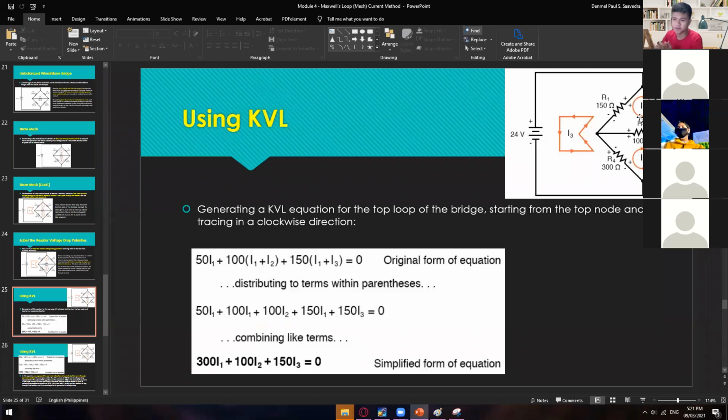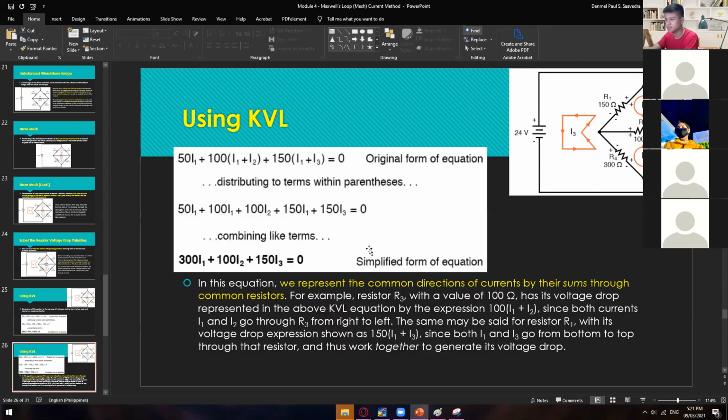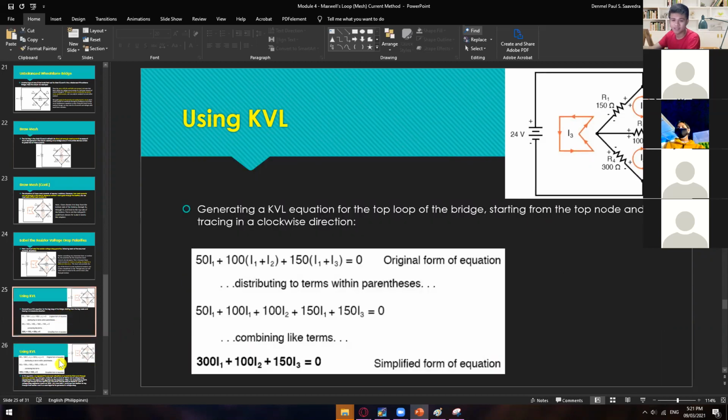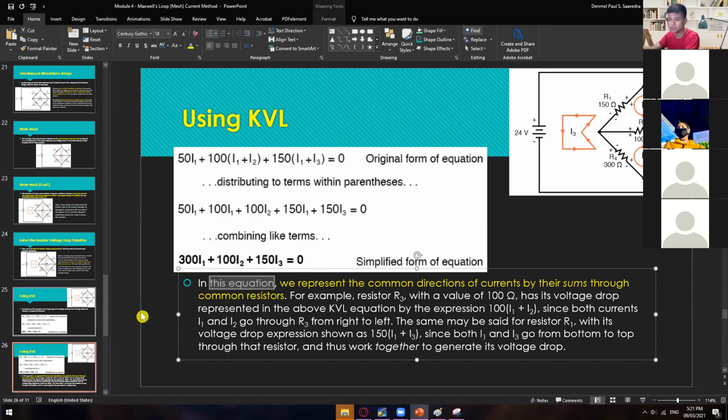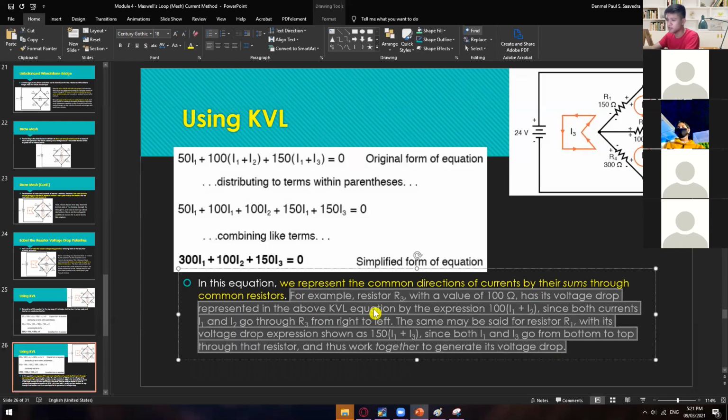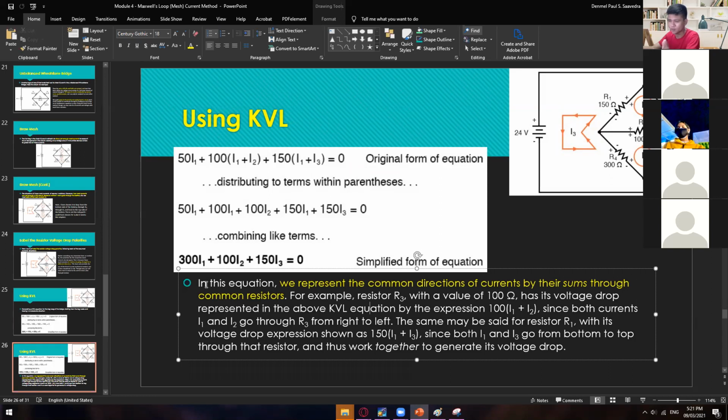All right, so are we clear so far? Yes, sir. All right, so moving on with your equation number 2. This is a continuation of your loop number 1. You represent the common directions of currents by their sums through common resistors. It's quite long, so I'll leave the reading part to you guys. Those are basically the explanations on how we ended up with this simplified form of the equation.